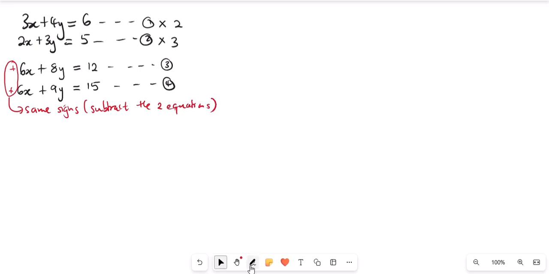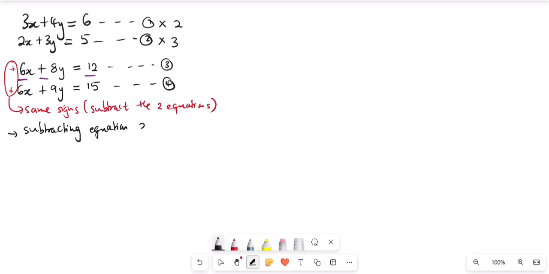Right, so I'm going to put a minus sign across so that I don't get confused. There is a negative here, a negative there, and a negative there. But I have to communicate down here that I am subtracting equation 3 and equation 4. So you can write 3 minus 4. That means we are taking everything on top minus everything at the bottom.